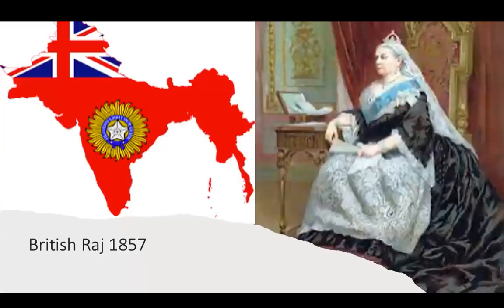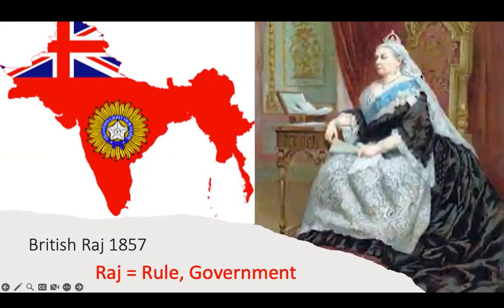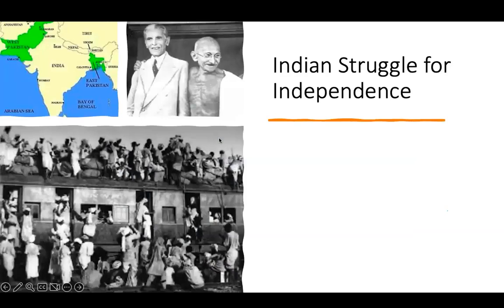Now the Mughal Empire is gone and becomes what history calls the British Raj. And Raj means rule or government, so it becomes under the official control of the British government, the British Raj. And Queen Victoria becomes the first Empress of India. So the British stayed in power from the 1800s until Indian independence.